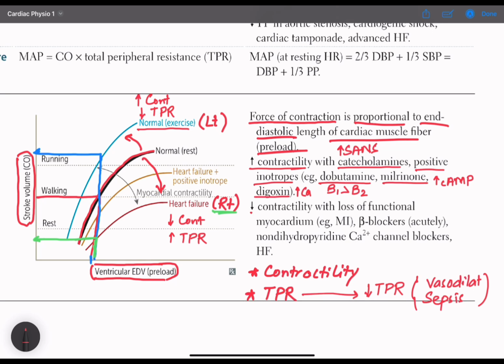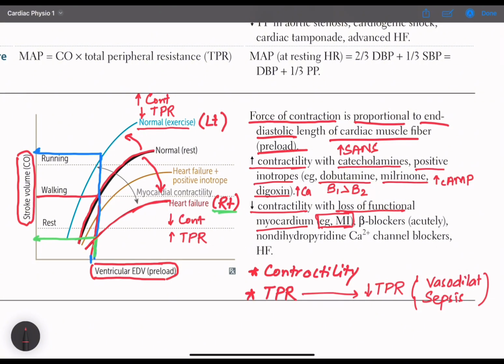Then we have decreased contractility. What are the conditions which lead to decreased contractility, or the right shift of the Frank-Starling curve? One condition is loss of functional myocardium, for example in MI. In myocardial infarction, we have loss of cardiac myocytes. Then we have drugs like beta blockers, which decrease beta 1 activity. Thus we have decreased contractility, or in other words, a rightward shift of the Frank-Starling curve.